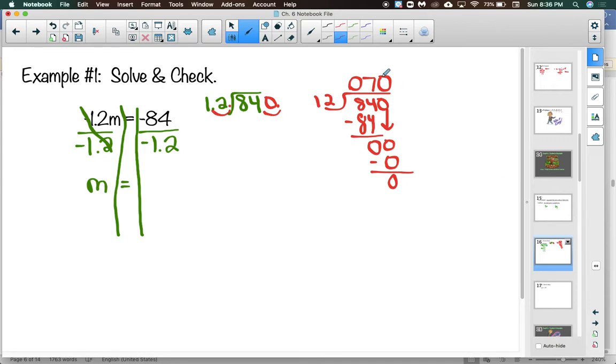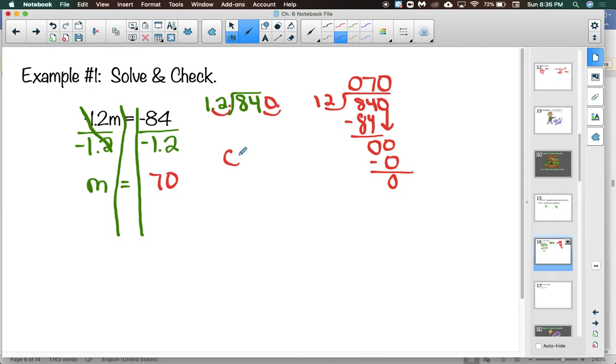A lot of 7th graders make a boo-boo and they would leave 7 as the final answer, but you have to use all the numbers inside the house. Okay, so I get 70, and 70 comes right here in my solution. Now remember, a negative divided by a negative is a positive. That's why I didn't have to put anything in front of that 70. Okay, so my solution here is m equals 70.